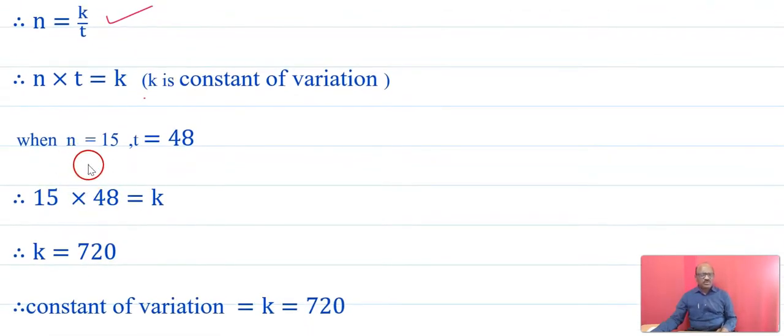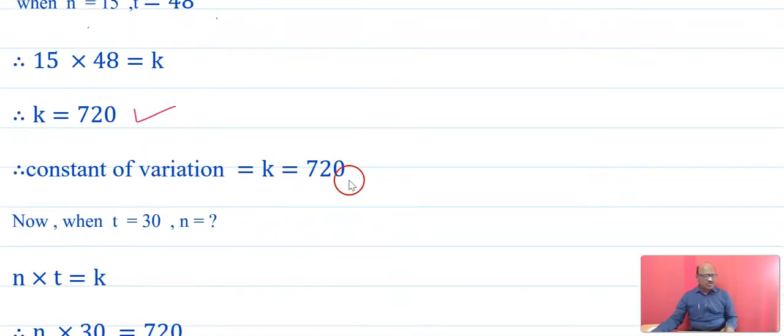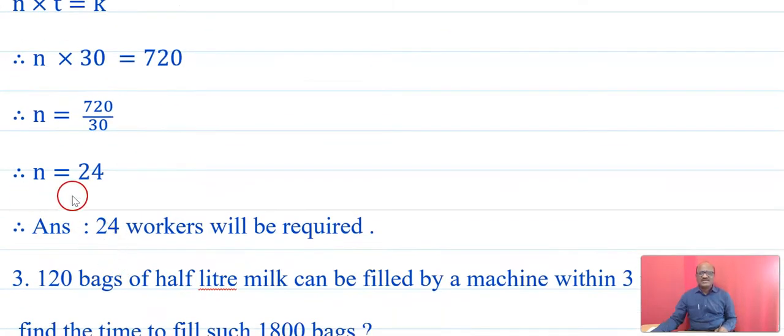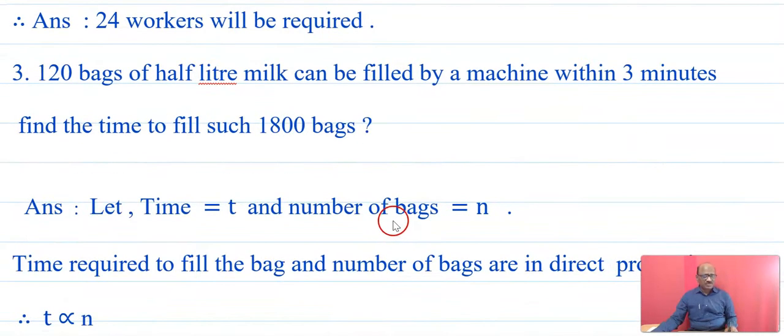When n equals 15, t equals 48. Therefore, what is the value of k? 15 into 48. Therefore, k equals 720. This is the constant of variation. Now, next, when t equals 30, what is the value of n? n into t equals k, which is 720. Substitute the value of t, that is 30. Therefore, n equals 720 upon 30, and hence n equals 24. Therefore, 24 workers will be required.